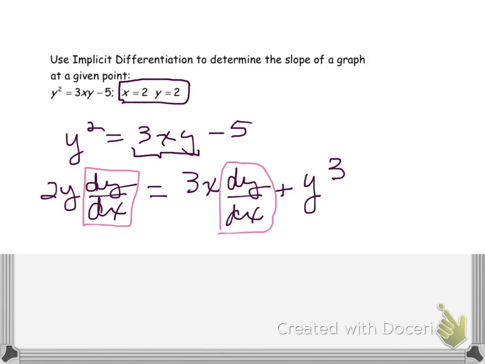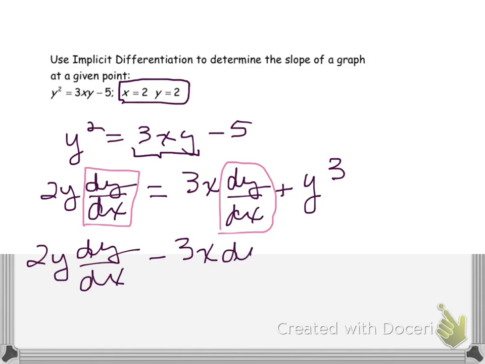So let's move the 3x dy/dx to the left. So that ends up, I'm going to scoot this over, 2y dy/dx minus 3x dy/dx equals, and I'm left with 3y. Okay, so, because I've taken the derivative, I'm now just moving things around. So don't retake any derivatives.